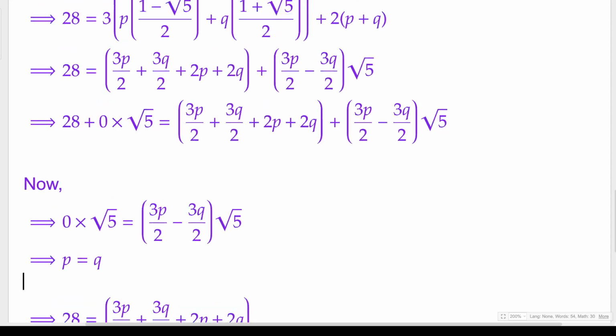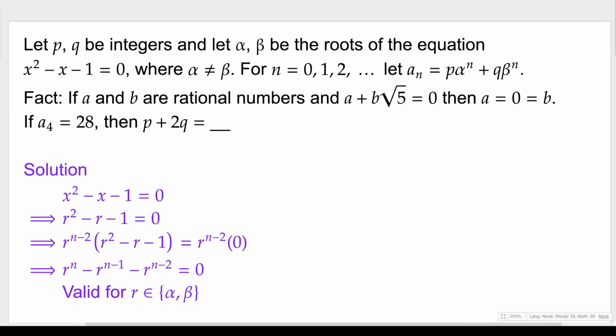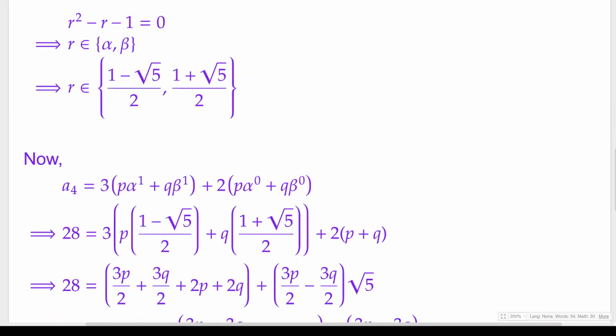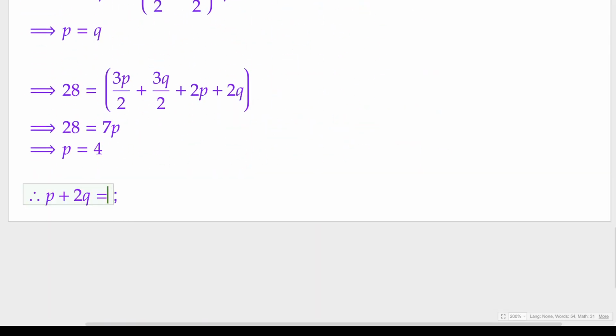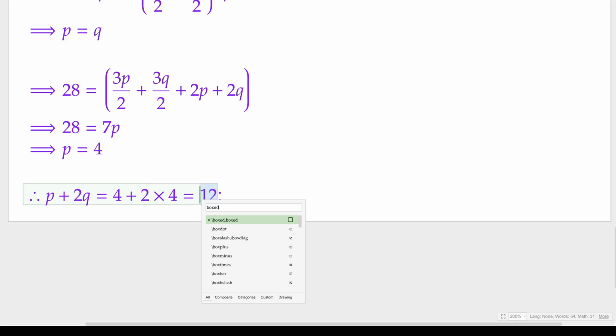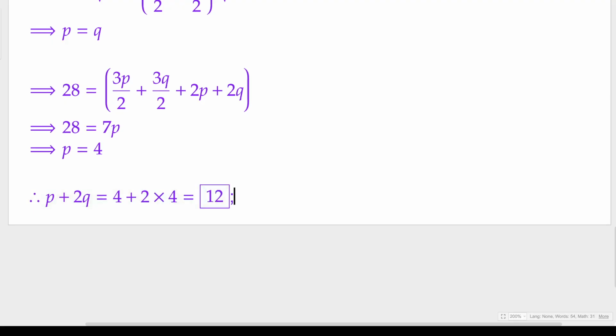So finally the expression that is being demanded here, that is p plus 2 times q, is equal to what? So finally we can say that p plus 2 times q will be, here p is 4 plus 2 times 4, and this will be equal to 12. 8 plus 4, that is 12. So 12 is the answer for this particular problem statement, right?